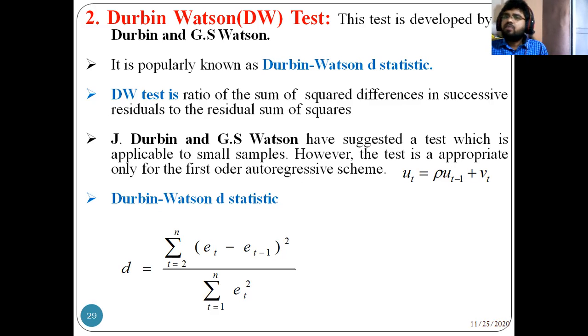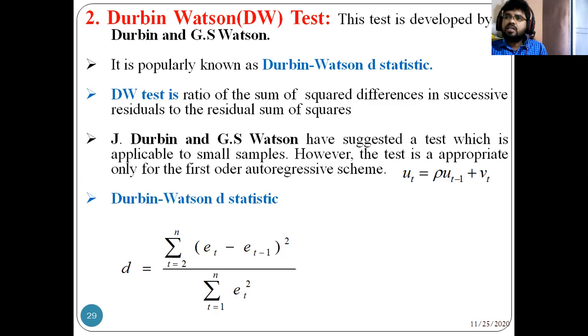Durbin and Watson suggested a test which is applicable to a small sample. So generally, the DW test is applicable to a small sample. But sometimes we use the DW test for a large sample also. But in a large sample, it may not be applicable, or it is not a good test for a large sample generally. However, the test is appropriate only for the first order autoregressive scheme.